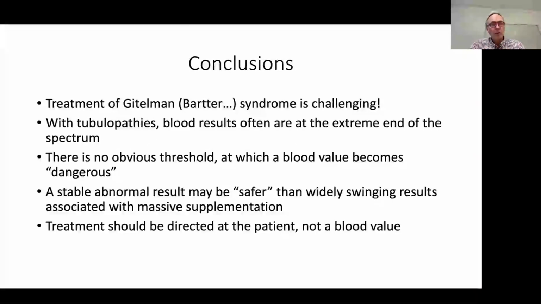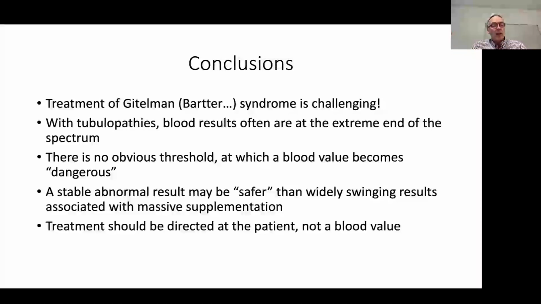And with that, I come to the end of my talk. So treatment of these salt wasting disorders like Gitelman and Bartter syndrome is very challenging. When you have tubular dysfunction, your blood results are often at the extreme end of the spectrum with regards to the electrolytes. But there is no obvious threshold at which a blood value becomes dangerous. We have a normal range, but if the upper limit of potassium is 5.5, does it mean that 5.4 is okay, but 5.6 is dangerous? Is 6.0 dangerous? Is 7.0 dangerous? And again, I think this all depends on, is this acute or is this chronic?